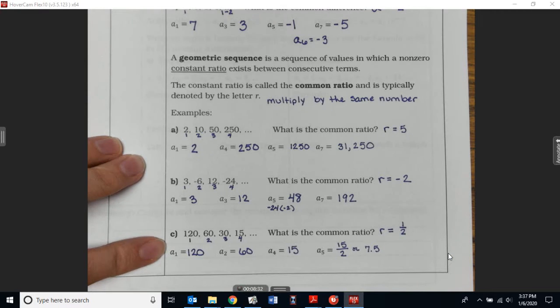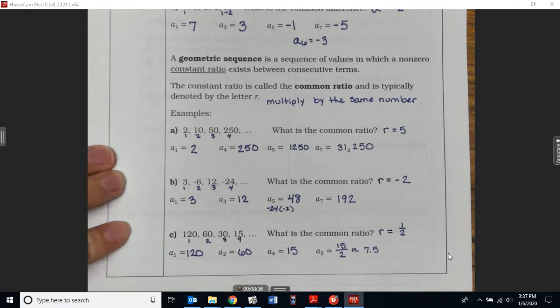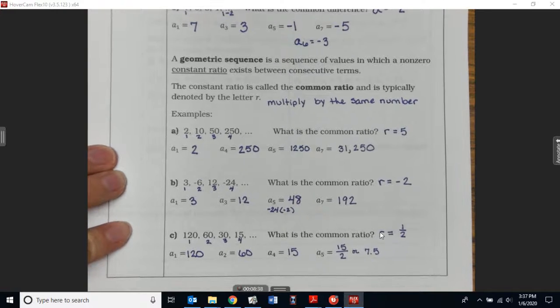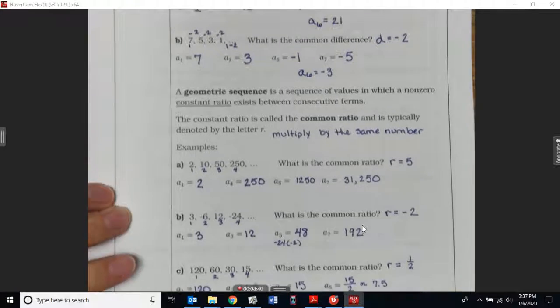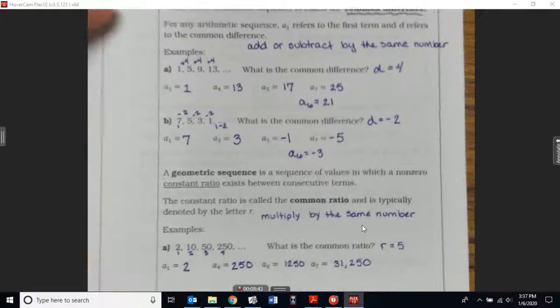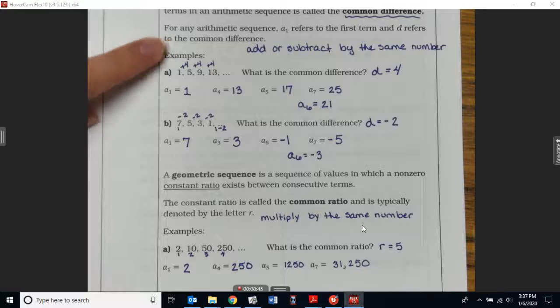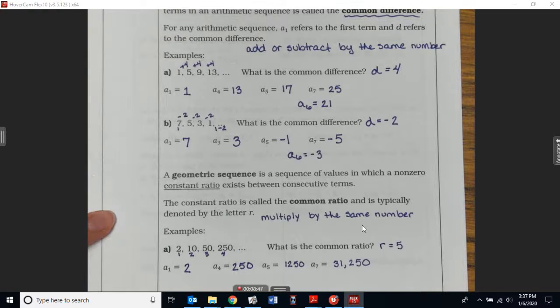All right, so we're going to just practice finding terms, figuring out if they're arithmetic or geometric. Remember, the difference between the two is that arithmetic is adding or subtracting each time, and geometric is multiplying by the same number each time.